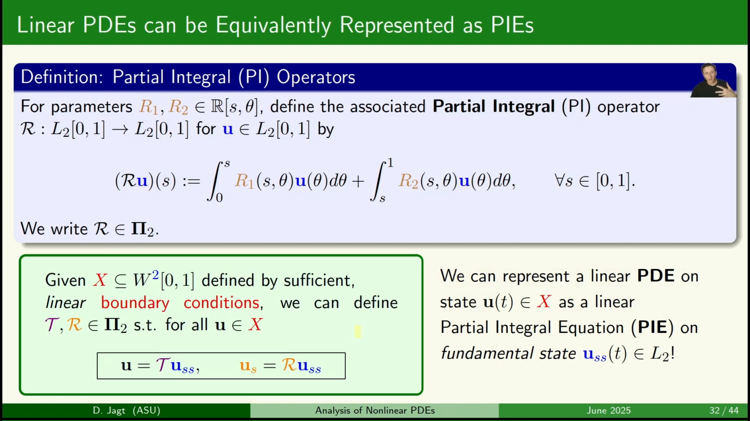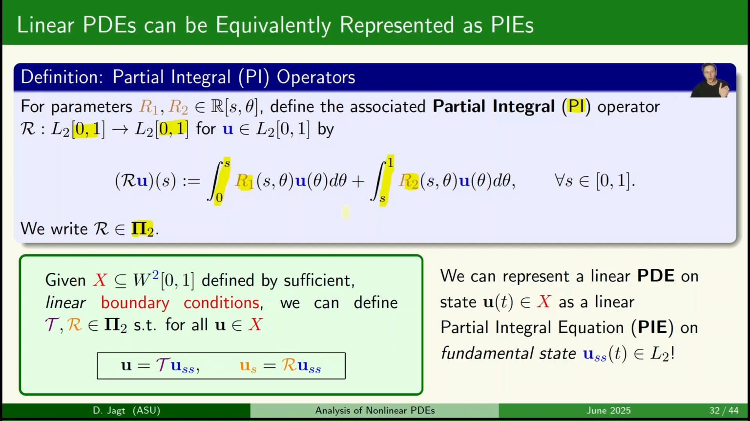So again, we define this class of partial integral, or PI, operators here, mapping a function in one variable to a function in one variable, using these integrals from 0 to s and from s to 1, both parameterized by these polynomial functions R1 and R2. So these finite dimensional polynomial functions R1 and R2. And we will denote this set of PI operators as Pi subscript 2.